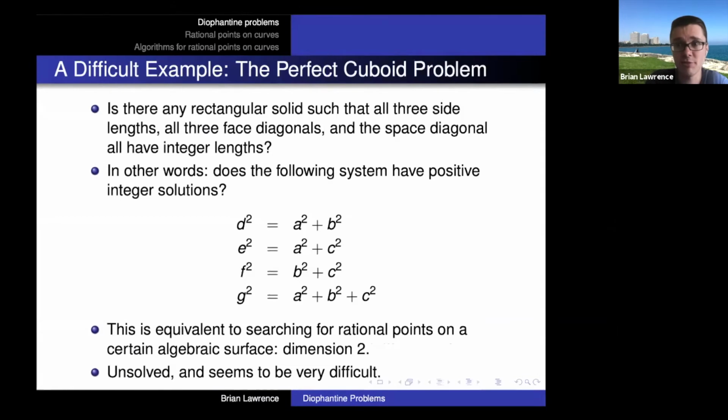Here's an example where the variety has dimension 2. You have the perfect cuboid problem. You're looking for rectangular prisms. A rectangular prism has 3 sides, a length, width, and a height. It has 3 face diagonals, this one, and this one.